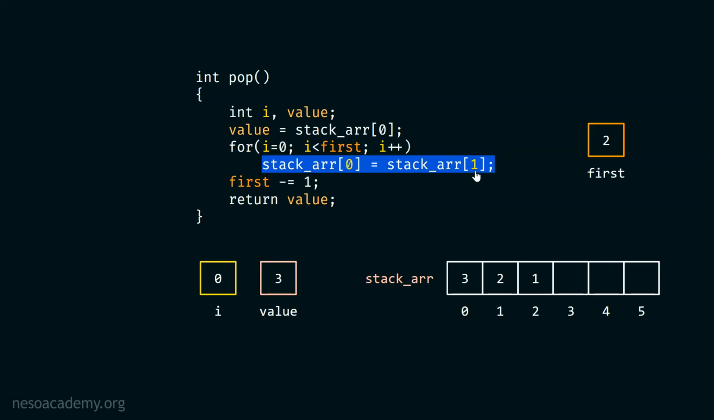We are following a very simple procedure. Here we want to shift this element towards left. For this purpose, we have to put I here and I plus 1 here. After this step, of course, this value will get replaced by 2. Then after this, I must be incremented, which means that 0 becomes 1. Then we will check this condition: is 1 less than first? We know first is 2. 1 is less than 2. Therefore, we'll get inside this for loop.